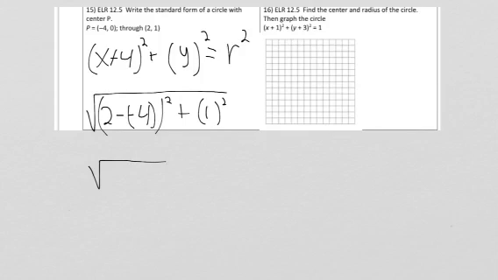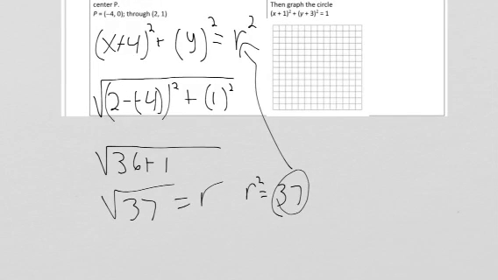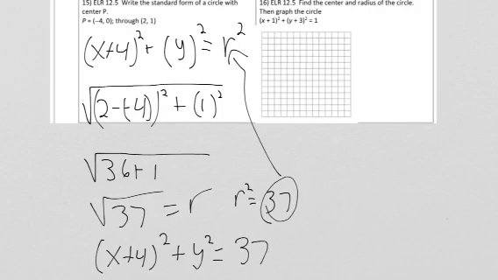So then what we get is 2 plus 4, which is 6 squared, which is 36, plus 1. So this is the square root of 37, which is equal to R. So then R squared is just equal to 37. So if we're plugging this back in, we just have to put it right there. So the final form of our equation is x plus 4 squared plus y squared equals R squared, which is 37.